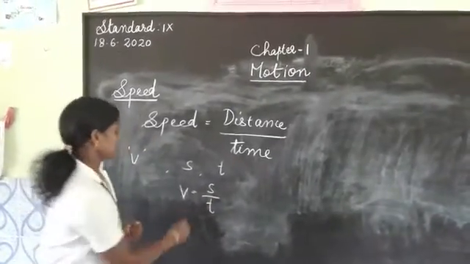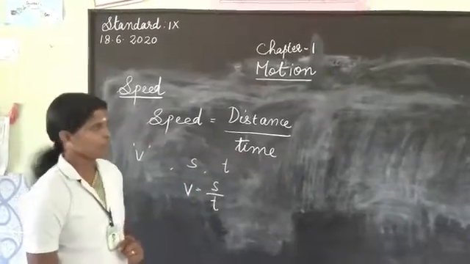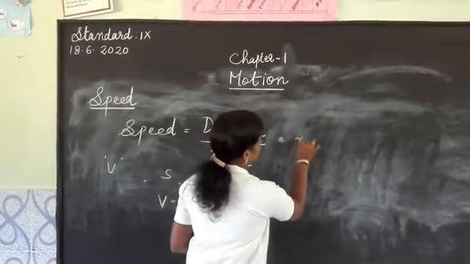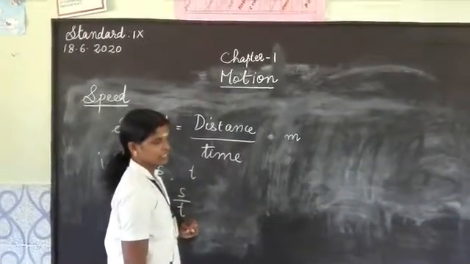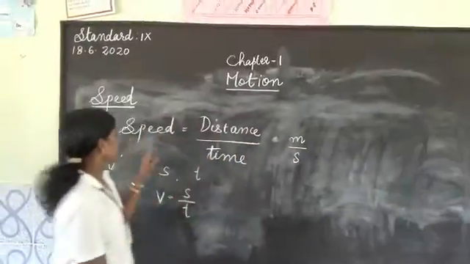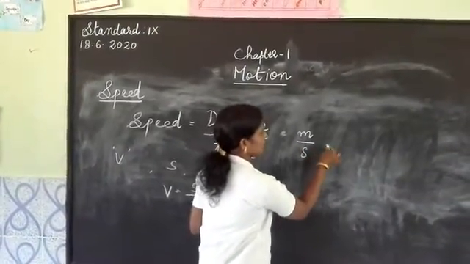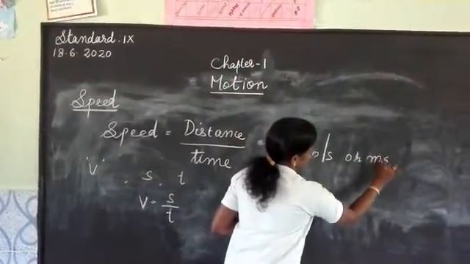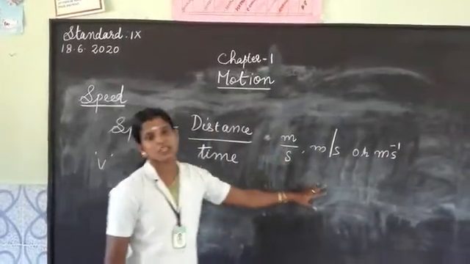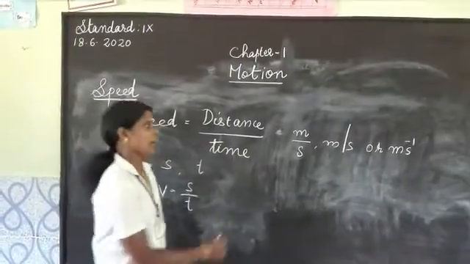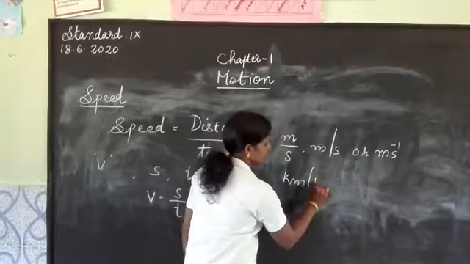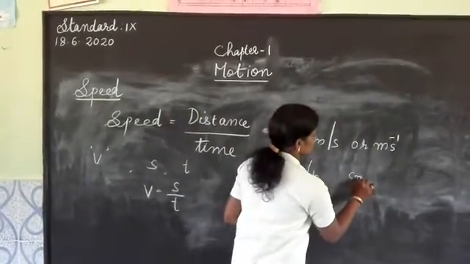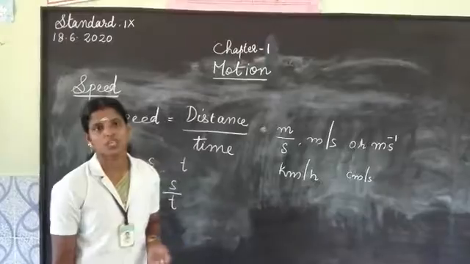Can you say what the SI unit of speed is? We know the SI unit of distance is meter, as it is a length, and the SI unit of time is second. So, the SI unit of speed is meter per second, which we write as meter second raised to the power minus 1. In some cases we have to use a larger unit, kilometer per hour, and for very small speeds, we use centimeter per second. These are the units of speed.